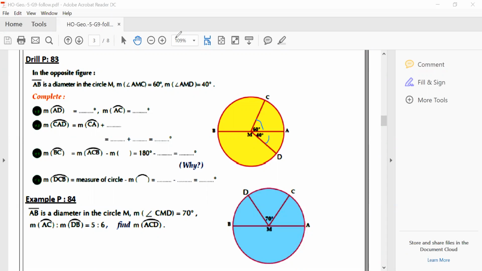40. Measure AD arc equals 40 because it is equal to the opposite central angle. So it's equal 40. Nessiba, measure AC arc. 60. Why 60? Because the central angle opposite to this arc equals 60 degrees. Thank you.